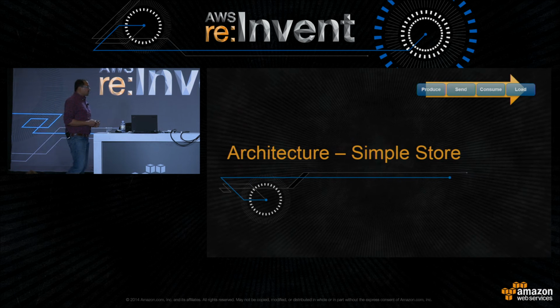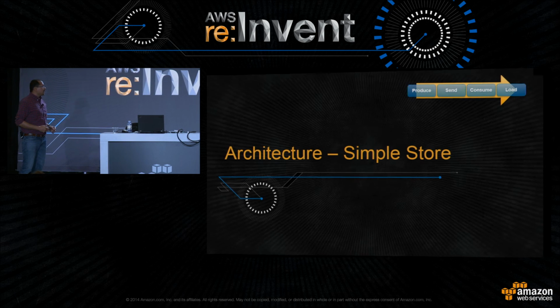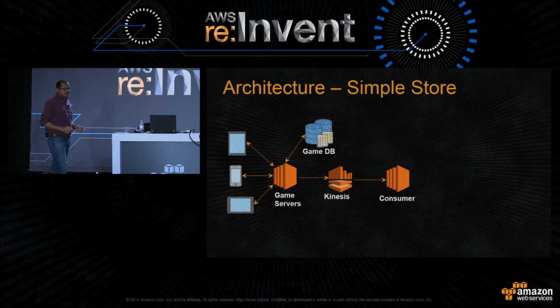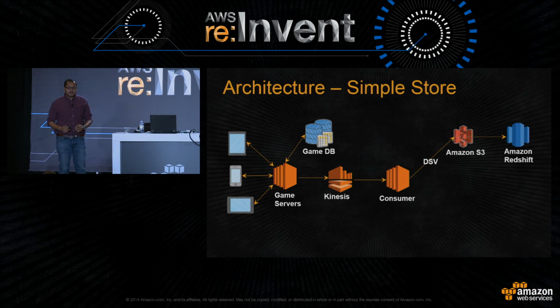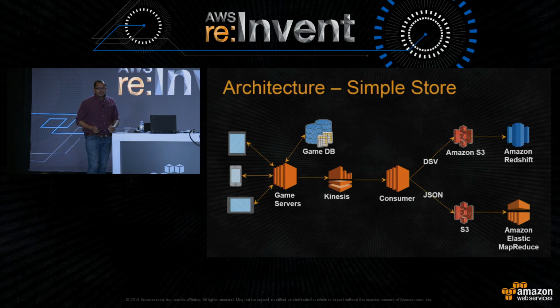So this is everything together for the simple store architecture that we have. Game server sends data to Kinesis, the consumer receives data from Kinesis, and then the consumer uploads that delimited separated format into S3, and from S3, data goes to Redshift. Apart from the DSV, we also store another format, JSON, that goes to S3 as well. We store JSON format specifically so we can run EMR jobs on top of that data. There are a few use cases where we run EMR jobs on JSON data on S3. We calculate session length for each player, each gameplay, using EMR jobs on top of JSON data.